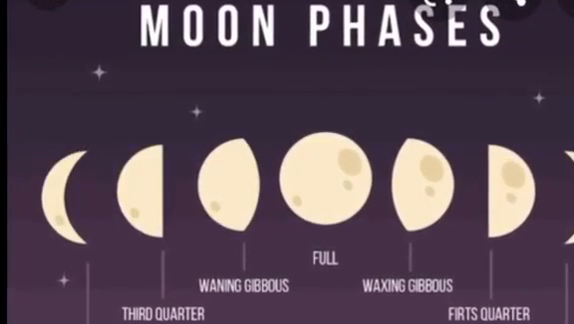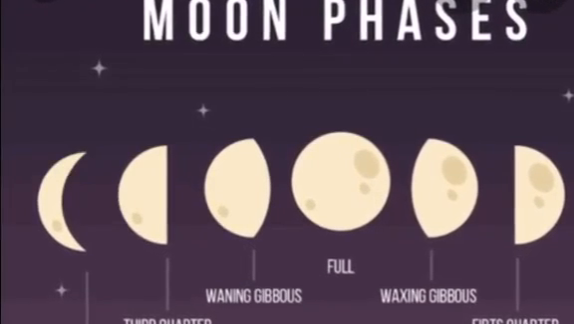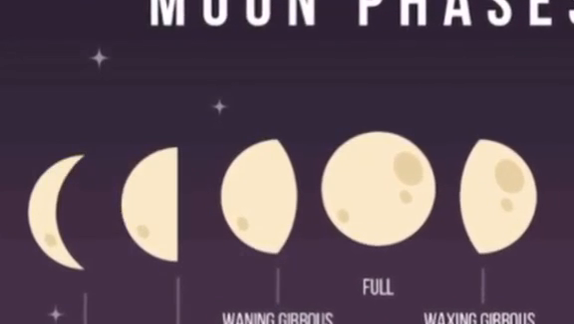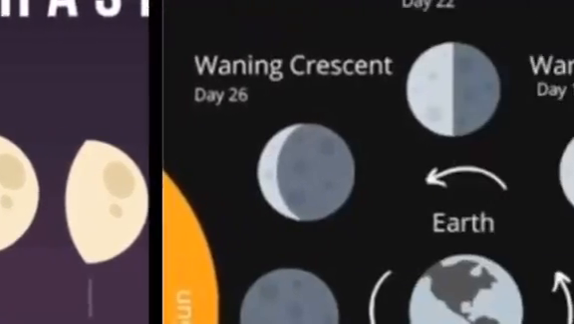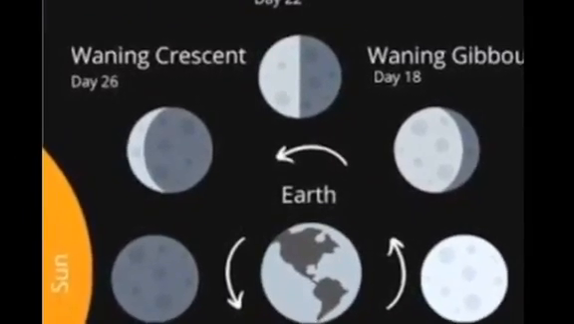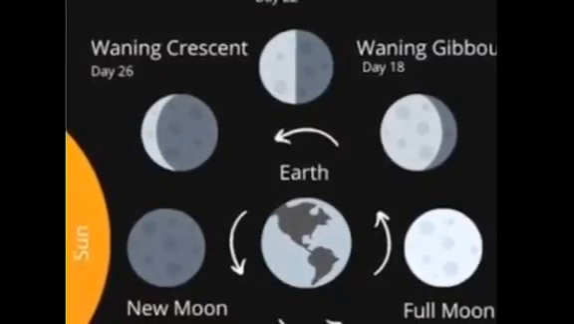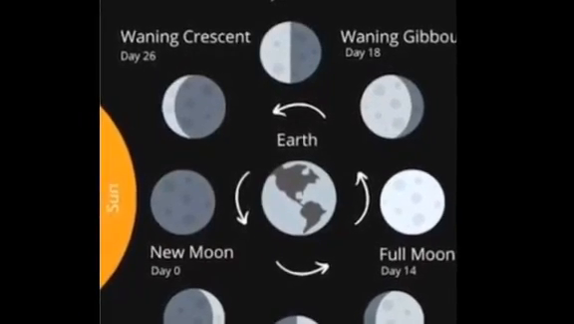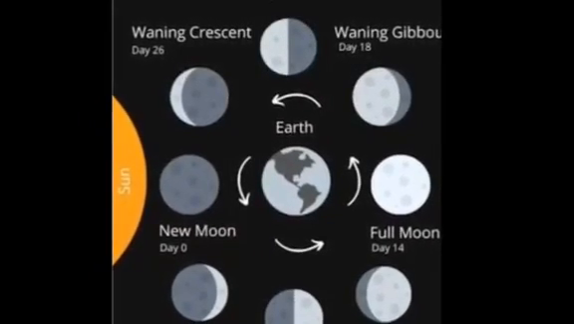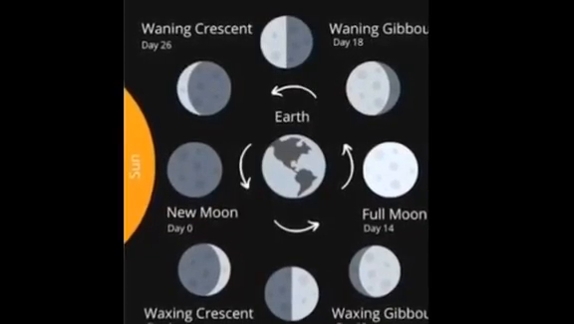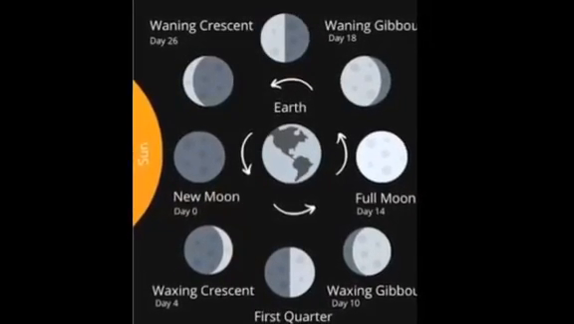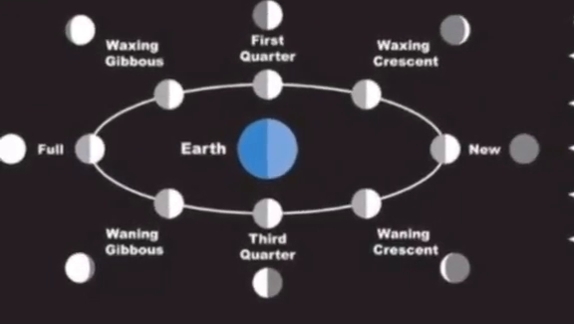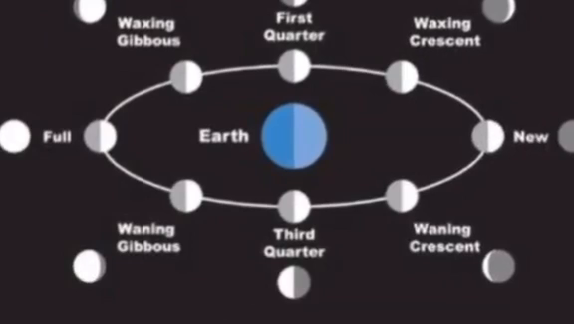The illuminated part of the moon seen from the earth appears greater or smaller day by day due to the moon's revolution around the earth. From the new moon to the full moon, the illuminated part of the moon goes on increasing gradually. Similarly, from the full moon to the new moon, the illuminated part of the moon goes on decreasing gradually.